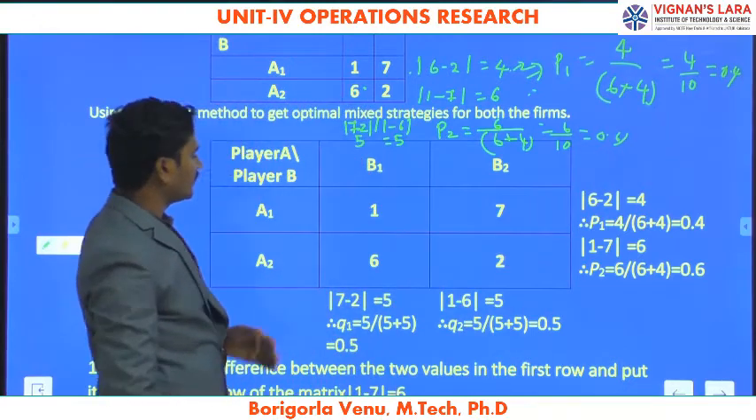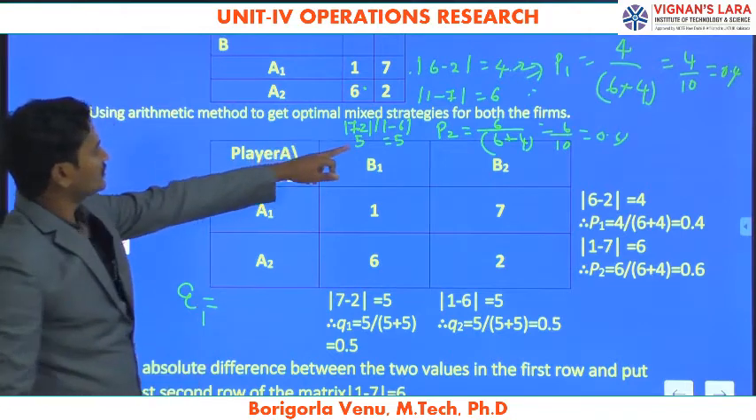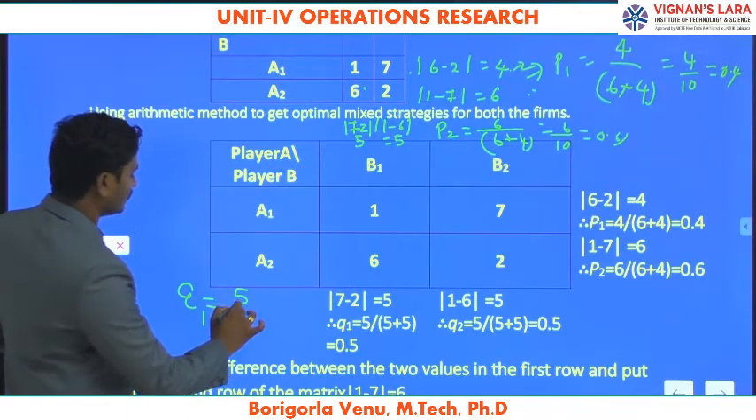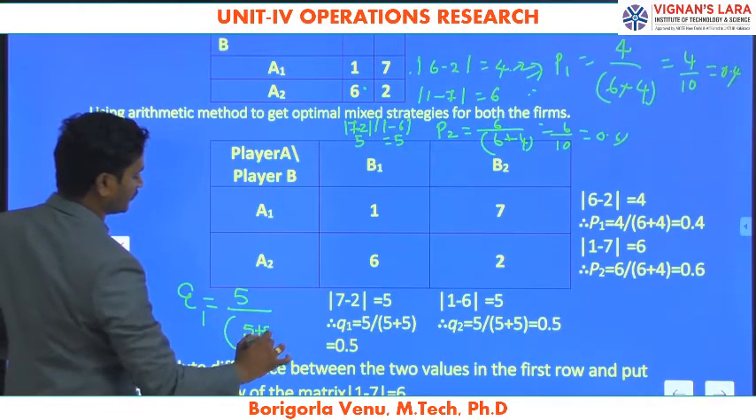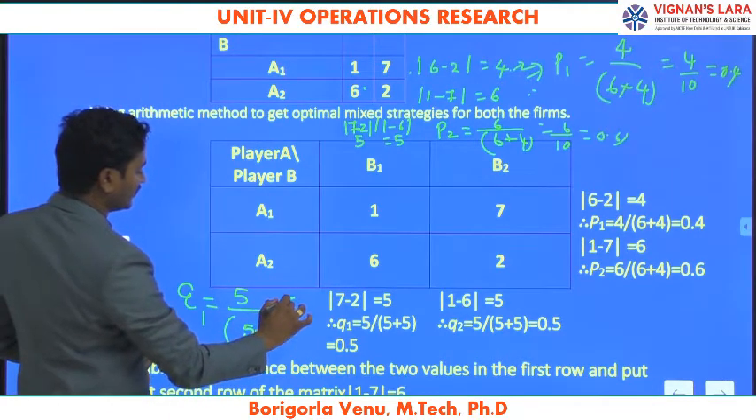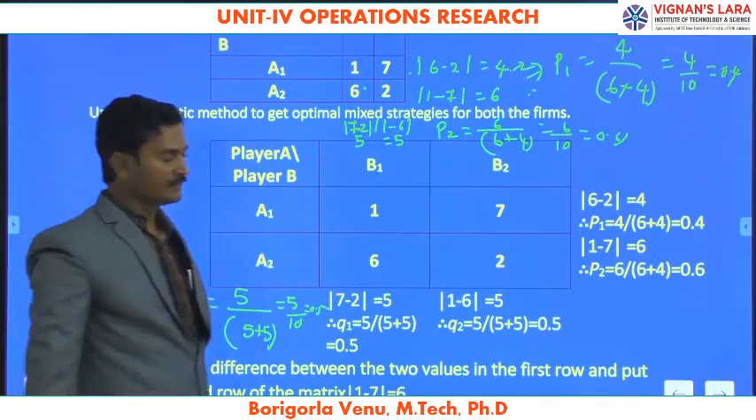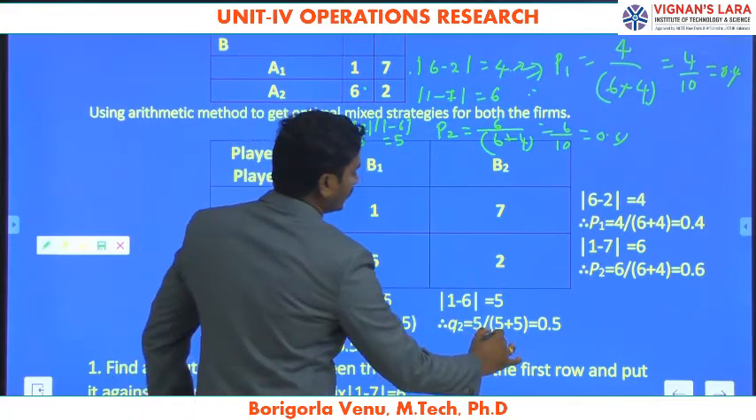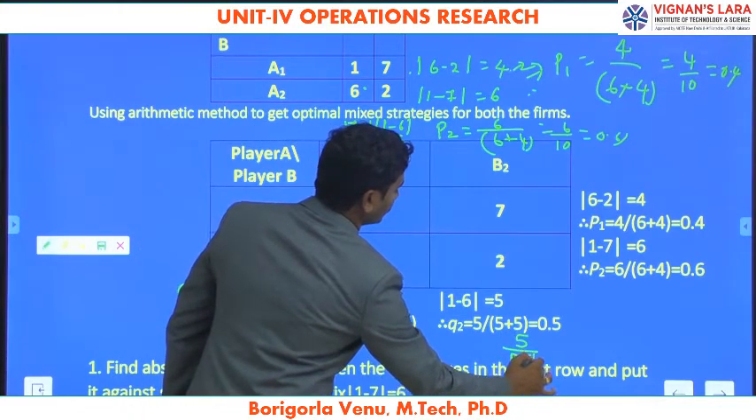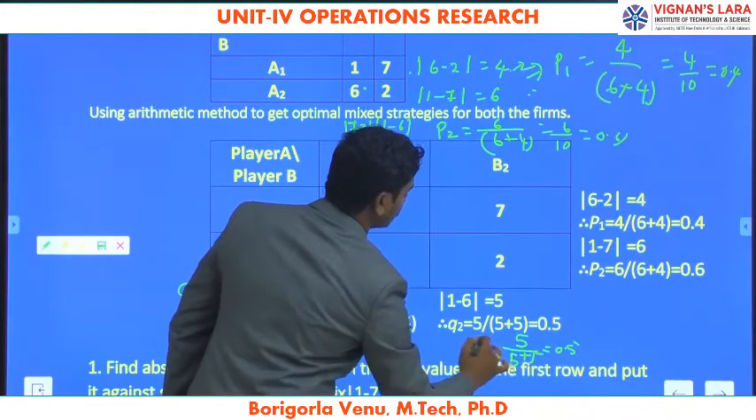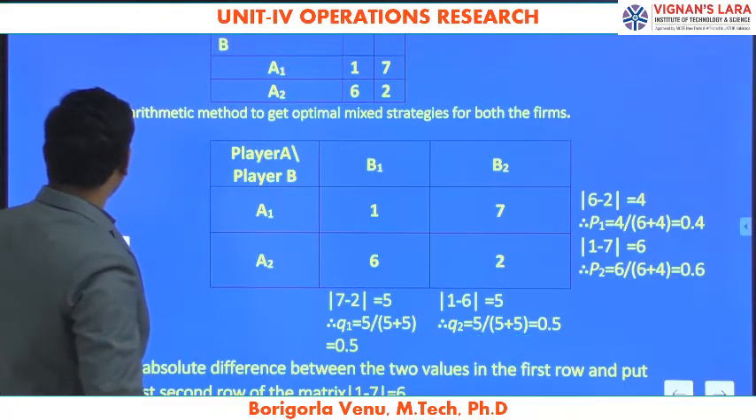Similarly, we calculate Q1 and Q2. Q1 is the first column difference 5 divided by the sum of the two columns, 5 plus 5, so we get 5 by 10, that is 0.5. Same for the second column: the difference is 5, again 5 plus 5, so Q2 is also 0.5.